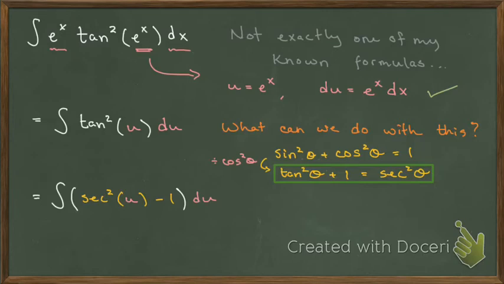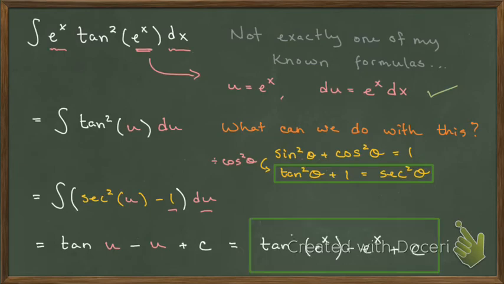I know the antiderivative of secant squared, and I know the antiderivative of 1. Have to pay attention here. I'm integrating 1 with respect to u. So when I do that, I got to be careful. The integral of secant squared of u is tangent squared of u. Actually, that's wrong. It should be just tangent. I apologize. And when I integrate 1 with respect to u, I get a u, right? So when I then go to back substitute, I get tangent of e to the x minus e to the x.